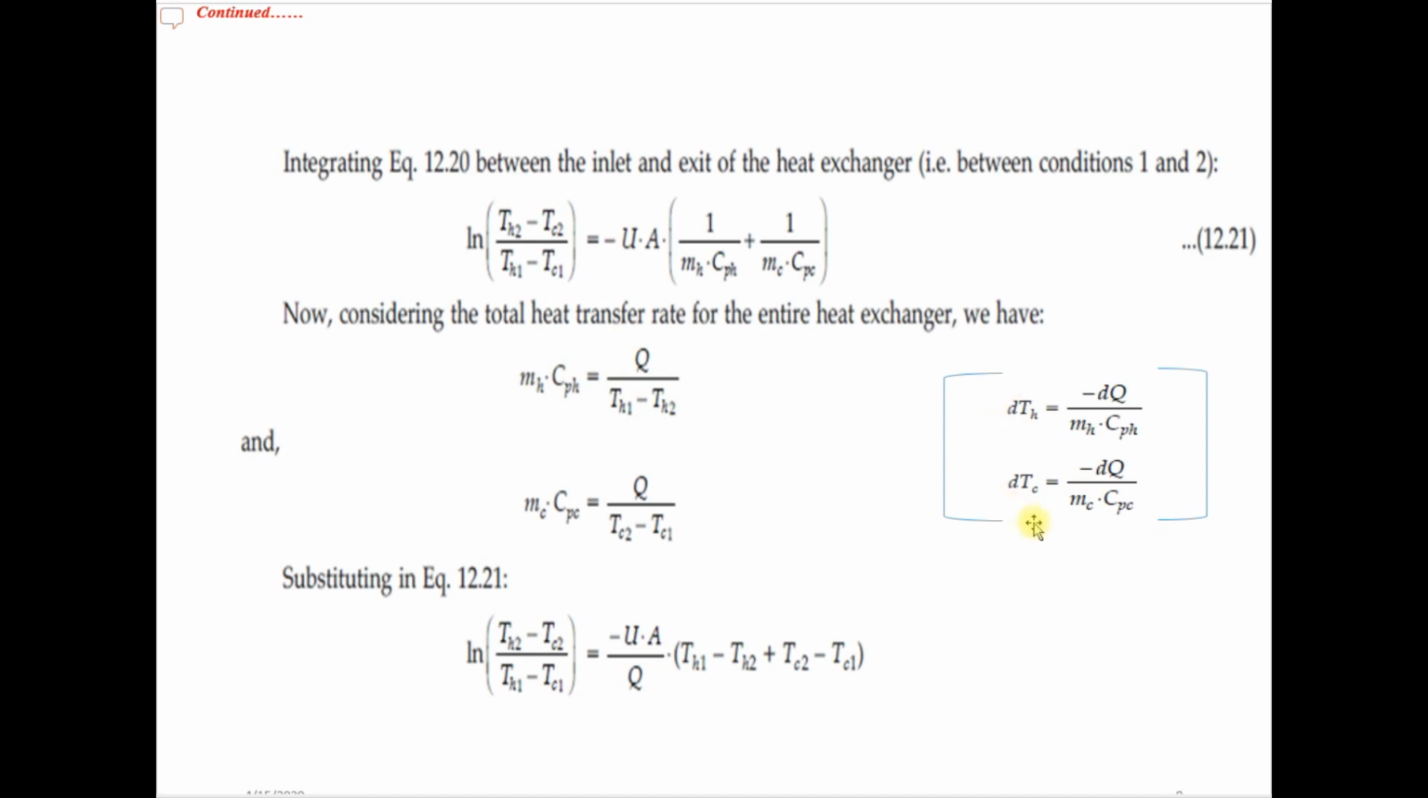That was for the elemental area. For the whole heat exchanger, dq becomes Q, and dTh becomes Th1 minus Th2. The negative sign they have used; actually dTh means Th2 minus Th1, and the negative sign they have implemented here and rewritten the equation as Th1 minus Th2. Similarly for mc cpc. Now we have to substitute from this equation the value of 1/(mh cph), and from this equation they have substituted the value of 1/(mc cpc) here.